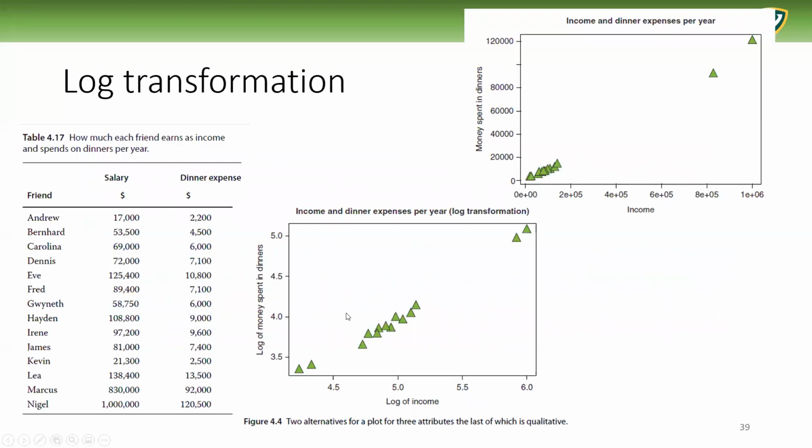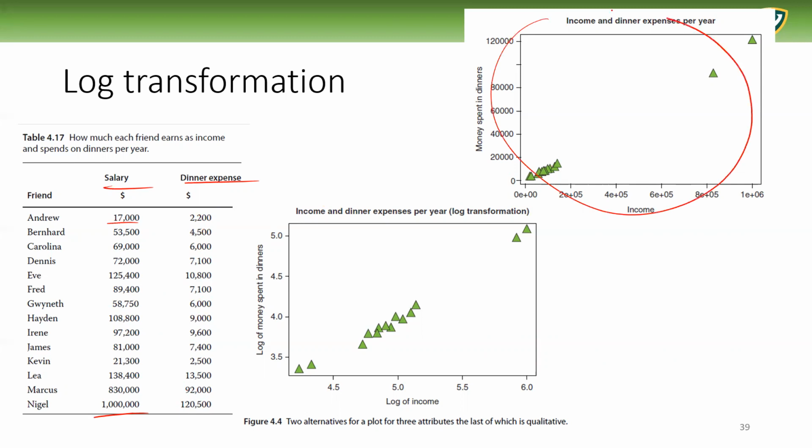But let's take a look at the logarithm example. Suppose you're comparing salary and dinner expense. You want to see if there's a correlation between how much people spend on their dinners and the salaries they have. The thing is, salaries range from 17,000 to 1 million. That's a big difference, more than 980,000. Dinner expenses only go from 2,000 to 120,000, a difference of only about 118,000.